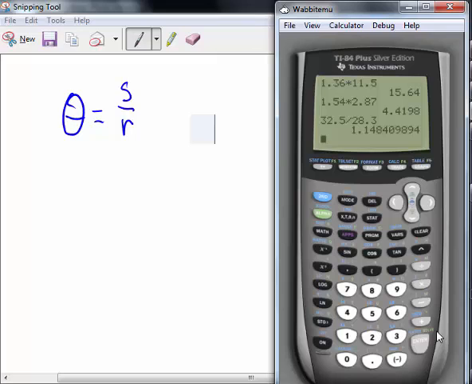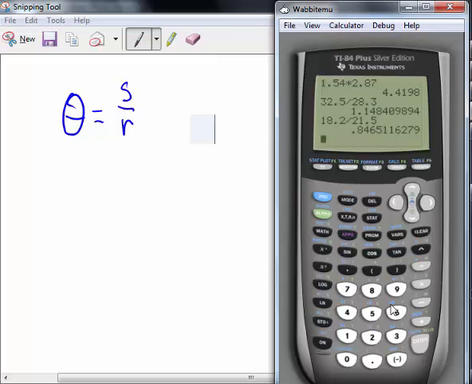Number 8, 18.2 divided by 21.5, and we would get 0.847 radians.